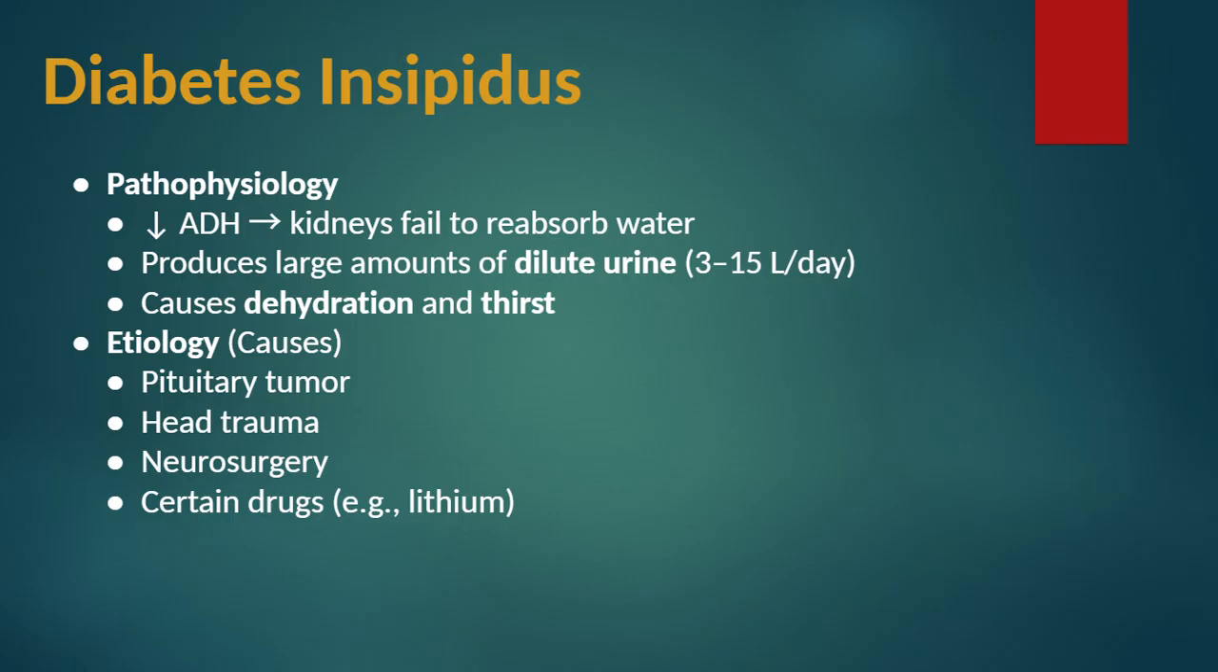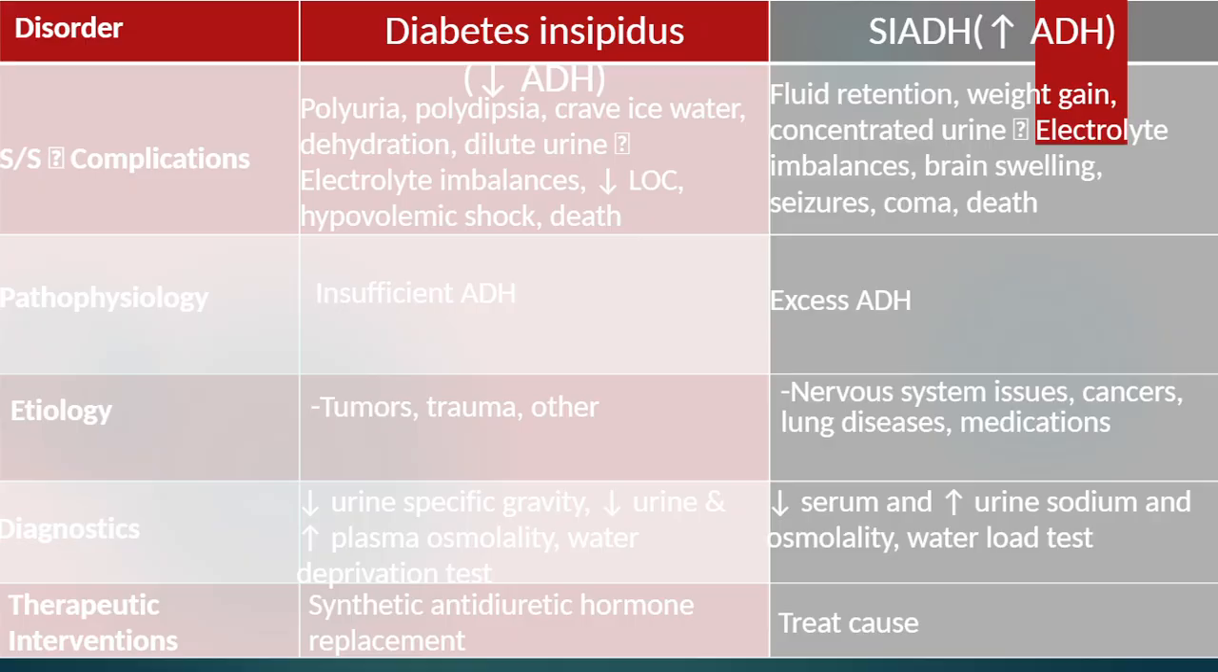So, in summary, diabetes insipidus is all about too little ADH leading to too much urination and too little water in the body. As we continue through the presentation, we will compare disorders, one disorder that is associated with too much of a hormone versus the opposite disorder with too little of a hormone. Let's start with the hormone antidiuretic hormone, or ADH, and compare diabetes insipidus with the syndrome of inappropriate antidiuretic hormone.